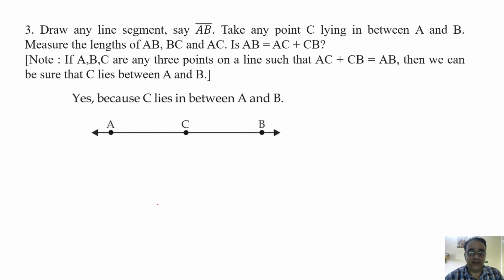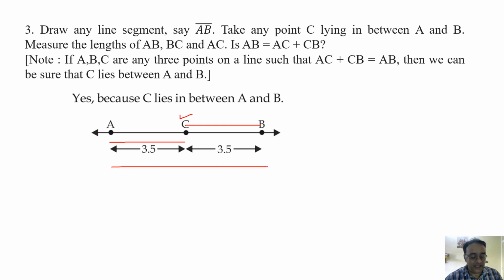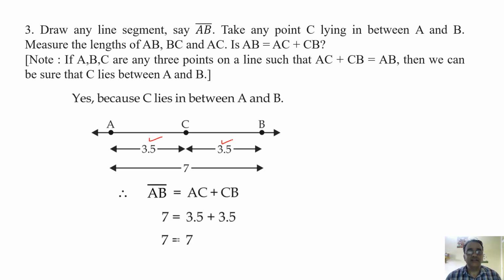चलो, ये एक फिगर हम लोग ले रहे हैं. A, B के बीच में C है. Now we are going to measure these two lines. Suppose these are equal to 3.5 and 3.5. And now if we measure the whole length AB, we are getting 7, right? So now what is AC plus BC? 3.5 plus 3.5, we are getting 7. So yes, sir, this is correct. So C lies between A and B, right?